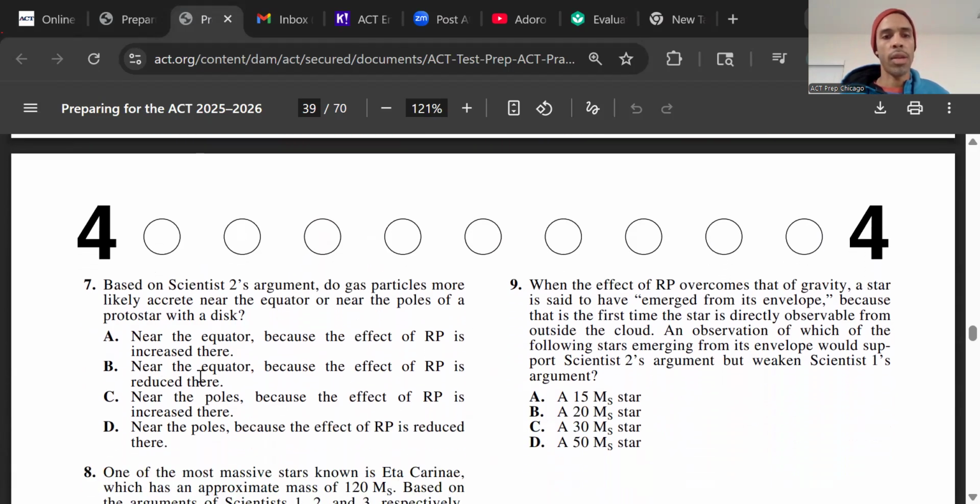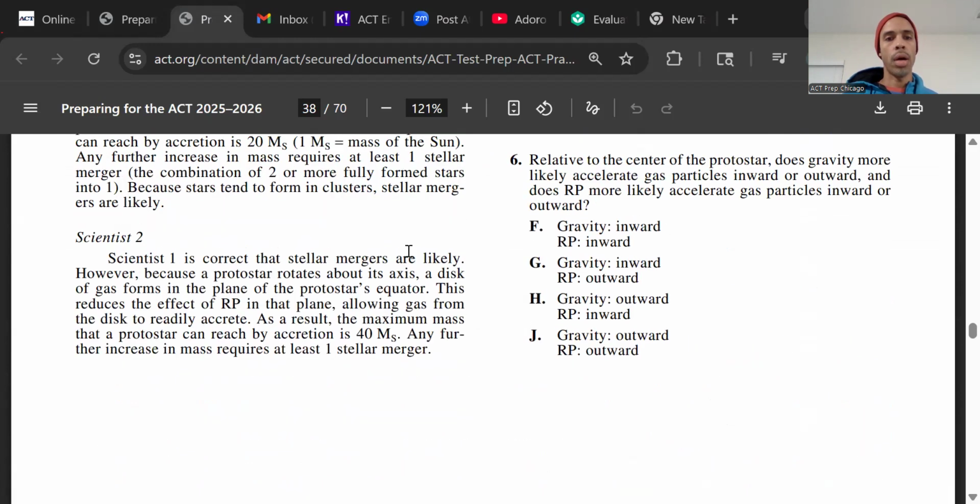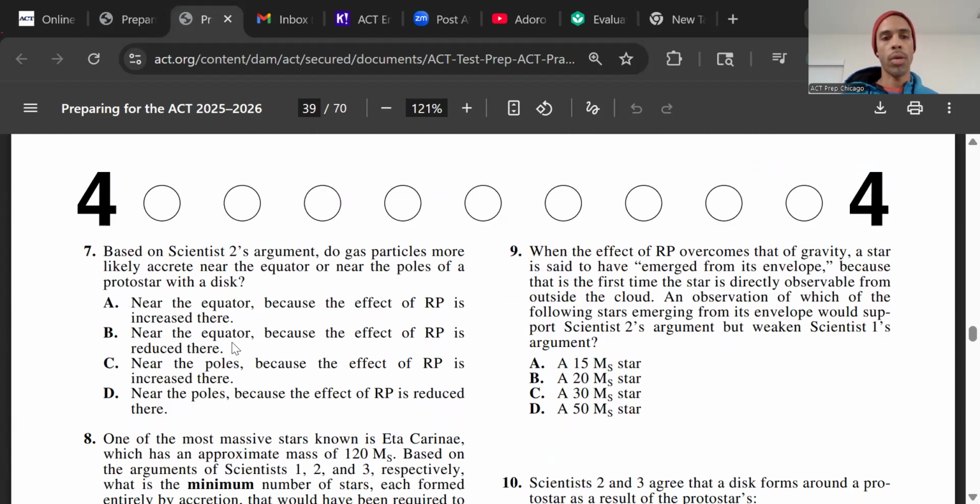They actually said it, so it's B. 7B, they just said that. We read that the disk of gas forms in the plane of the protostar's equator. This reduced the effect of RP in that plane, allowing gas from the disk to readily accrete. Yeah, they said it. So the gas is near the equator because the effect of RP is reduced there. That was B. Let me just make sure.